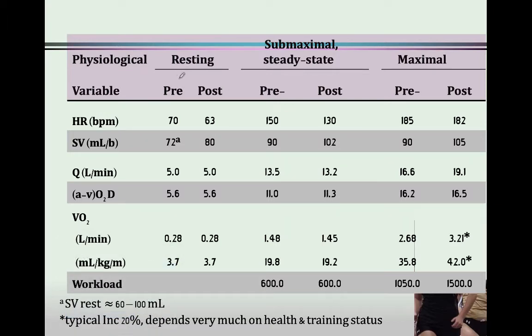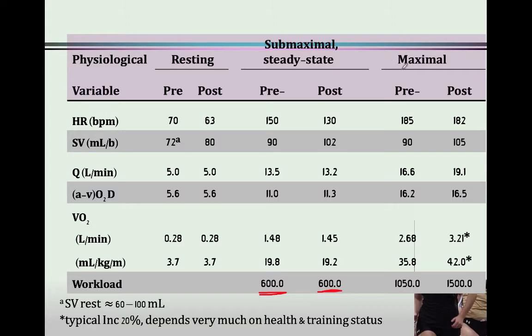What we're doing is we're looking at the value of the variable before training, so pre-training, and then post-training at rest. And so this one is easy. The person just comes in and sits there, and we measure heart rate, stroke volume, cardiac output, and so forth. We do the same thing for submaximal steady-state exercise, but you need to look down here and notice that this is an absolute exercise bout. And so they're doing the same amount of exercise post-training as they did pre-training. And so that's what you can see here.